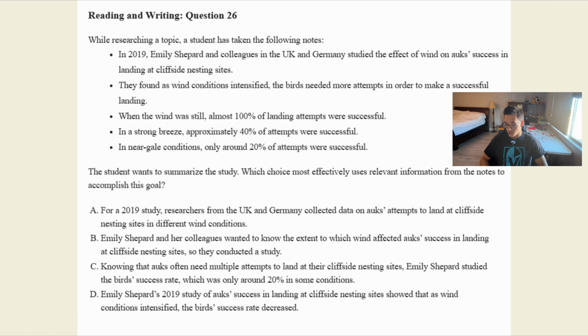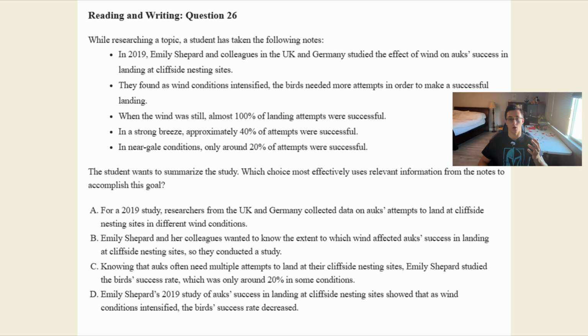D says, Emily Shepard's 2019 study of auk's success in landing at cliffside nesting sites showed that as wind conditions intensified, the bird's success rate decreased. Okay, this is the strongest answer choice because it does a better job at summarizing the results. You can see C said that they had a 20% landing rate in some conditions. This is more all encapsulated, right? It's talking about as conditions intensified, birds' landing rate decreased.